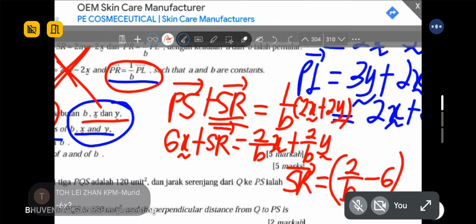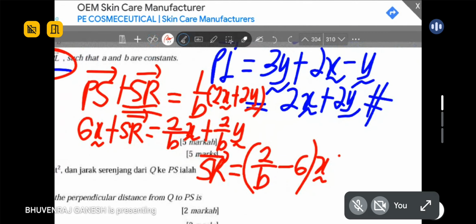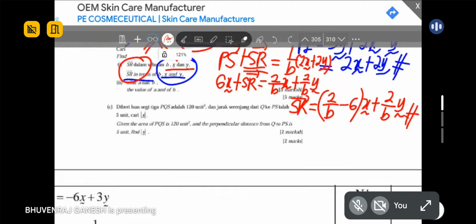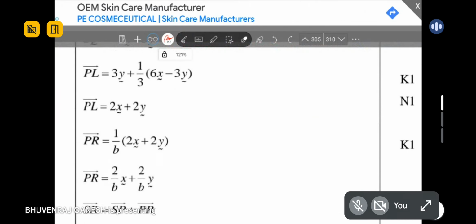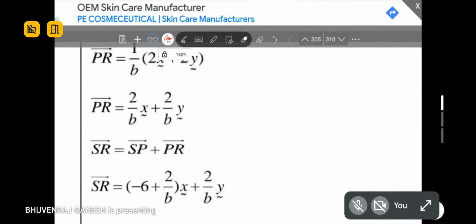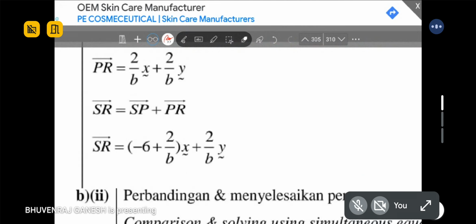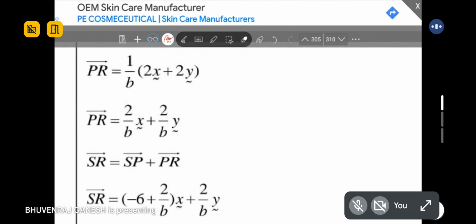Yes, minus 6x. Correct. So you get like this. Minus 6x and then plus 2 over by. Okay? Can you see, guys? This is my final answer, jawapan akhir. Are you clear? Can? How to solve it? So you should get this one, SR. Okay? Can, guys? So far? Boleh?